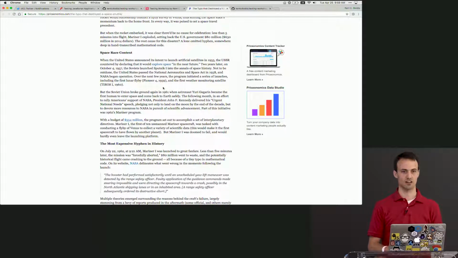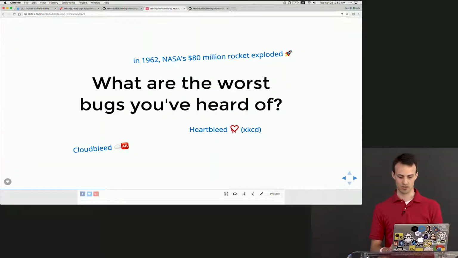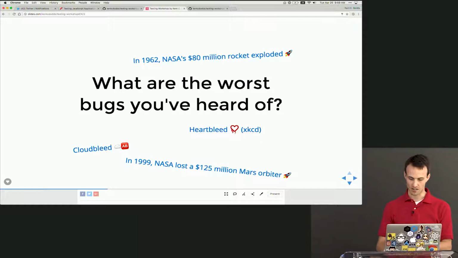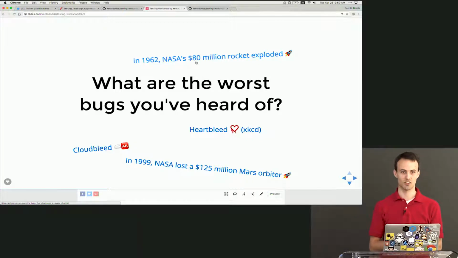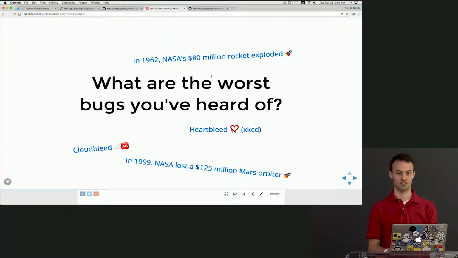And so the engineers said, we should probably make it explode instead of land in someone's backyard. So typo in an edge case. So test your edge cases. And that was 1962, $80 million in 1962. That's a lot of today's dollars. And it's a lot of then's dollars too.